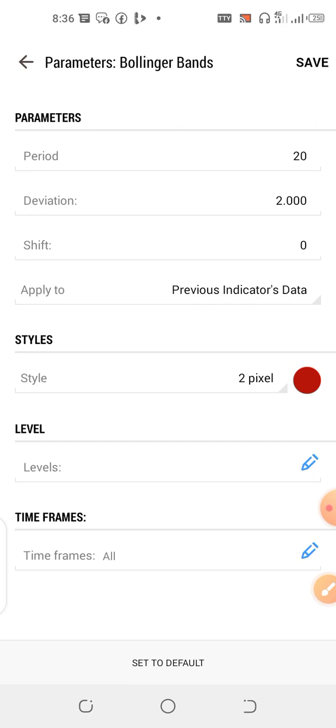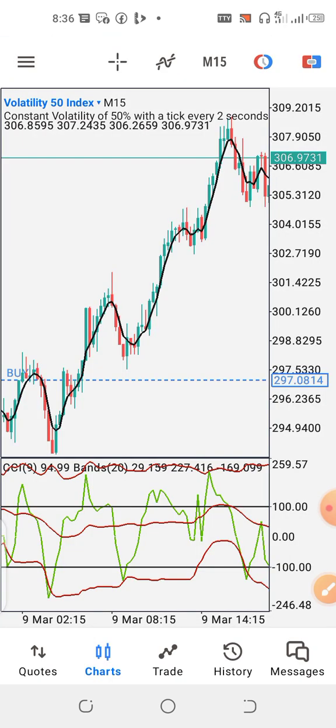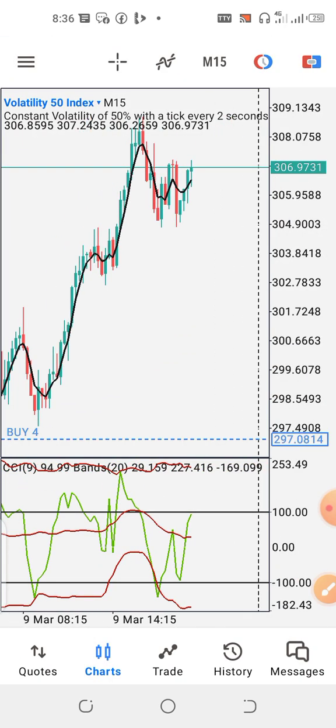Then period 20, deviation 2.00, shift 0, apply to previous indicator data, style 2 pixel, any color of your choice, guys. Click save. So this is the indicator that we are going to use for this strategy, guys. When I entered this trade, the first thing I have to check is my 4 hours time frame. I checked my daily time frame and weekly time frame. These 3 time frames are what I first checked before I know what the market is doing.